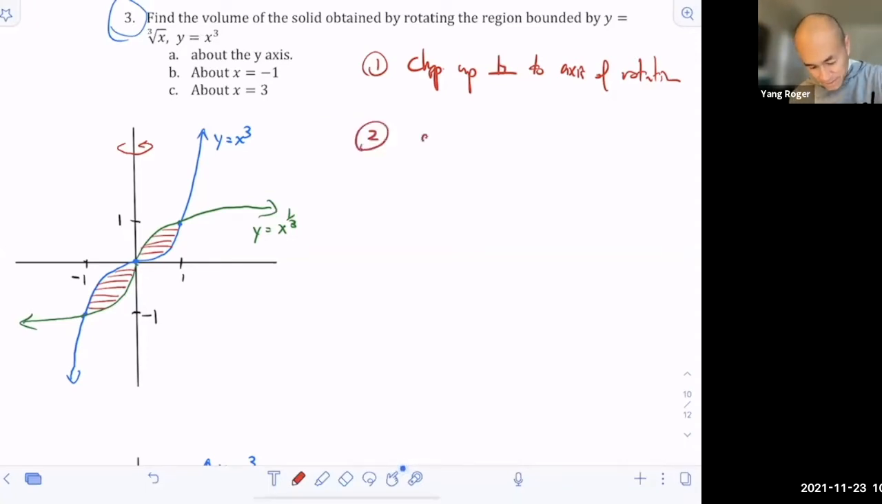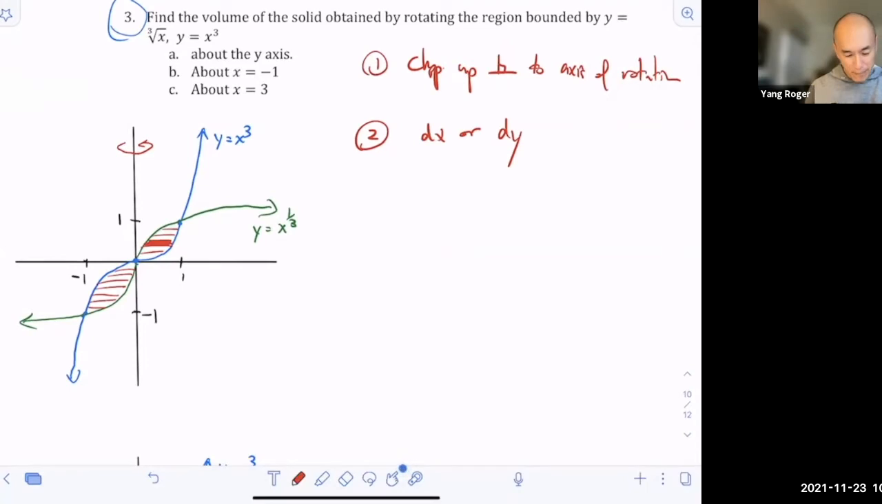Step 2, dx or dy. You already went over this, so maybe I won't try to get you to answer. But the way I think about it is, this is one little disk there. And that little bit of thickness lies on the y-axis. So this means it's going to be a dy. Are there any questions about that second step there? No.